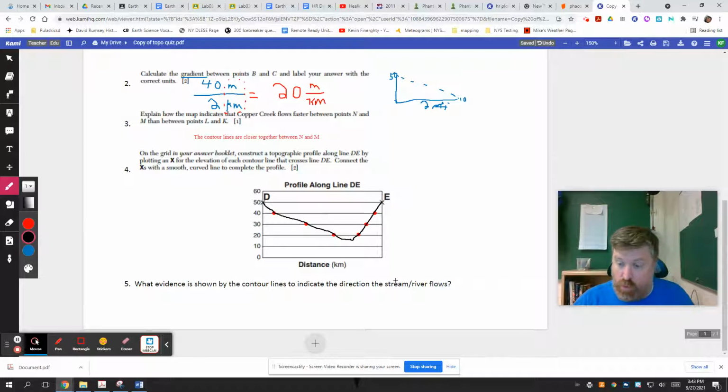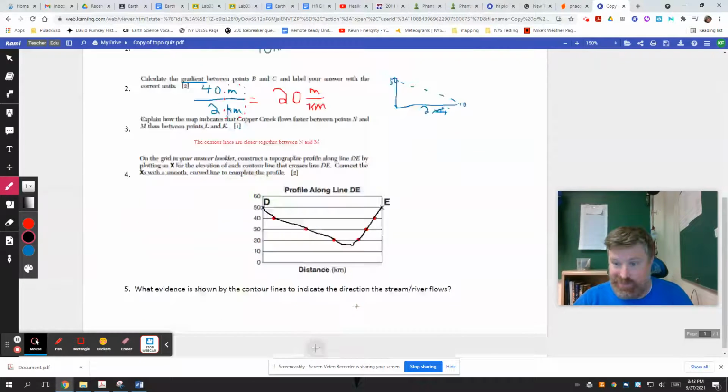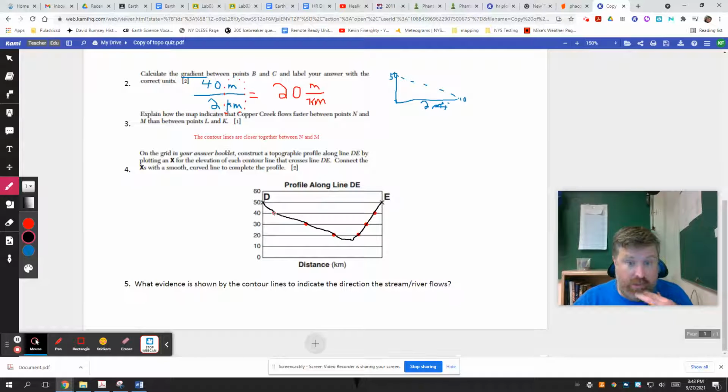But there's no way that the next quiz is going to have both a gradient and a profile. I guarantee it. Those are the minimum, and probably other things that are really similar to these other questions. If you can't do it, you're not going to pass the next quiz either. So let's figure it out.